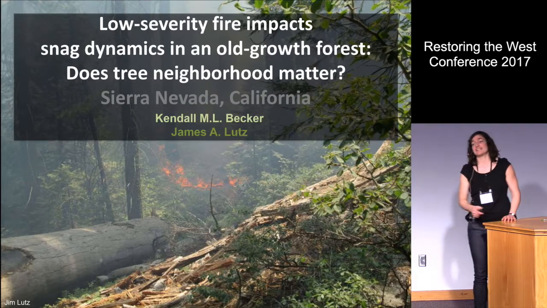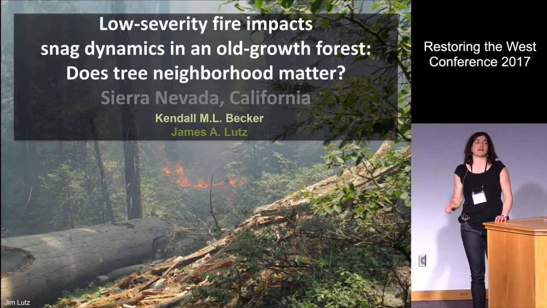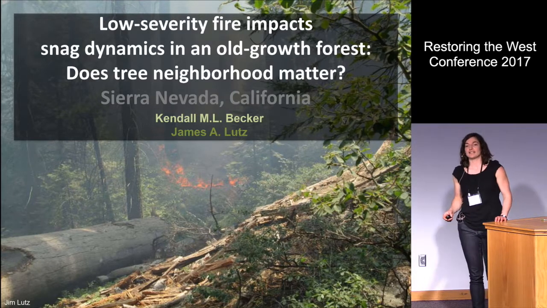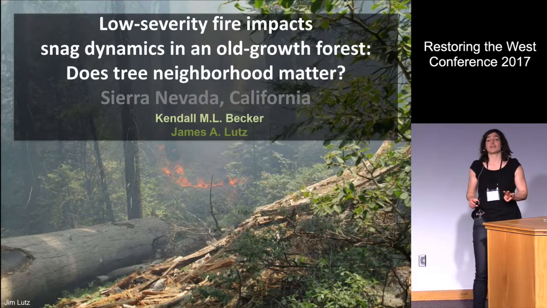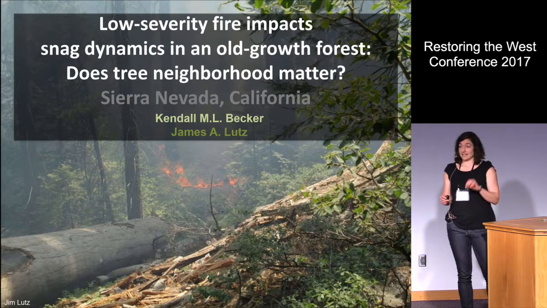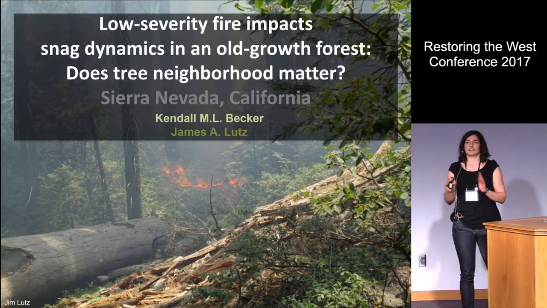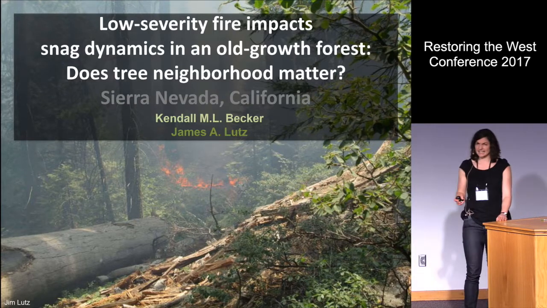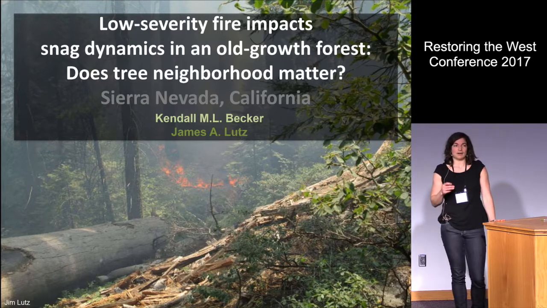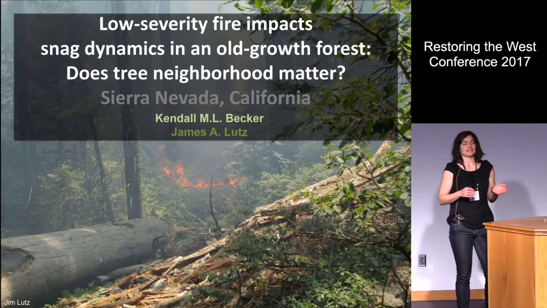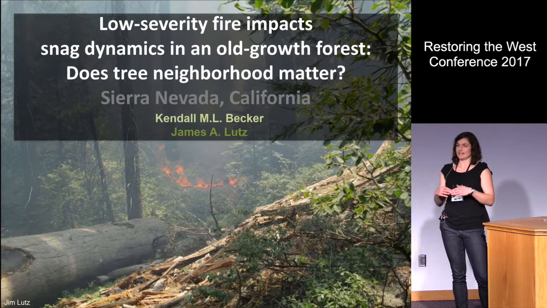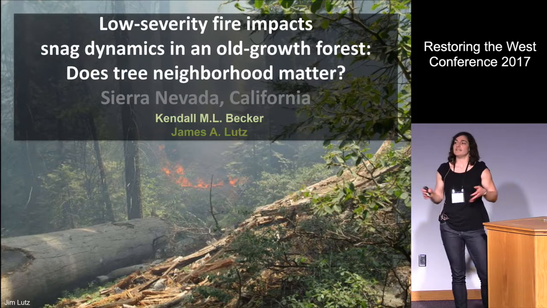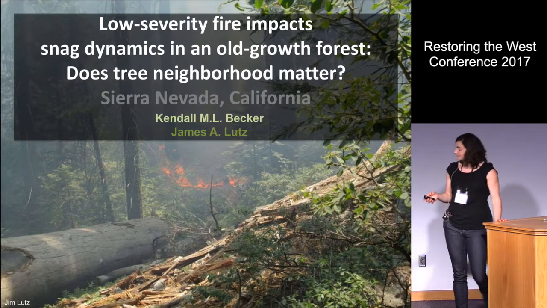Today, I'm going to talk about the effects of a low to moderate severity fire on a snag population in an old growth forest in the Sierra Nevada. I'm going to focus on three things: the fire effects on snag demography, the fire effects on pre-existing snags and what happened to those snags after the fire, and also whether we can model snag consumption as a function of snag attributes and neighborhood metrics that describe what is in the immediate vicinity of individual snags.